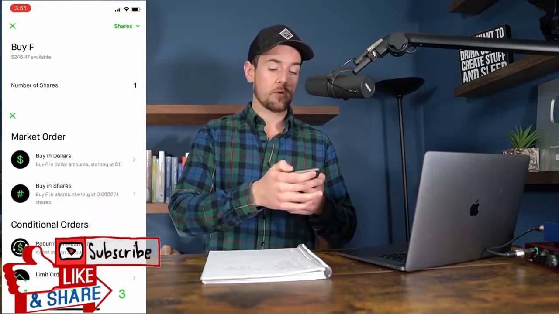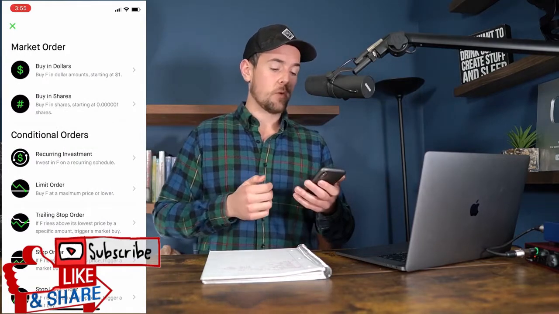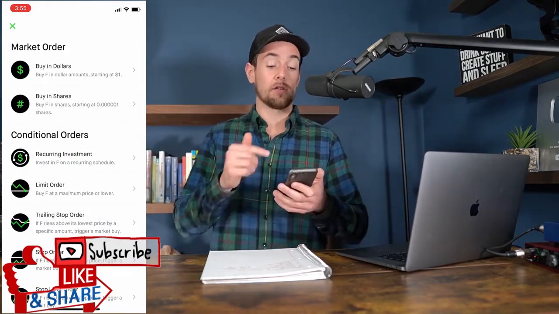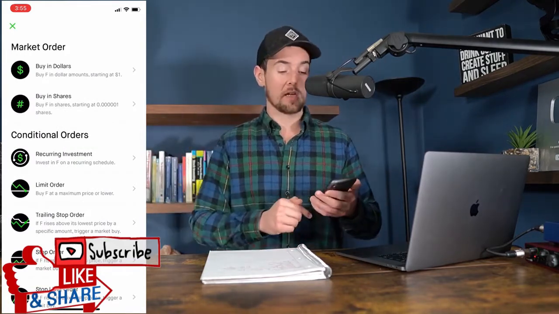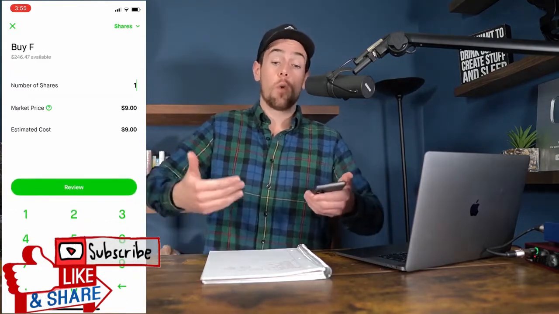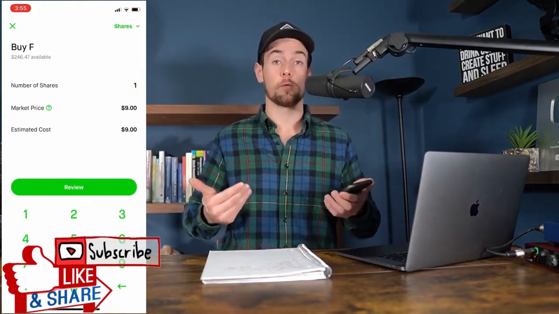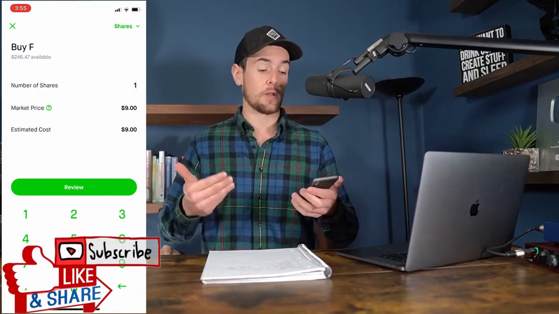But if we go over here to this drop down, you can see where you have also the option to buy in dollar amounts or buy in shares. I'm going to purchase in shares, but if you want, you can also do fractional shares on Robinhood and just buy it in dollar increments.